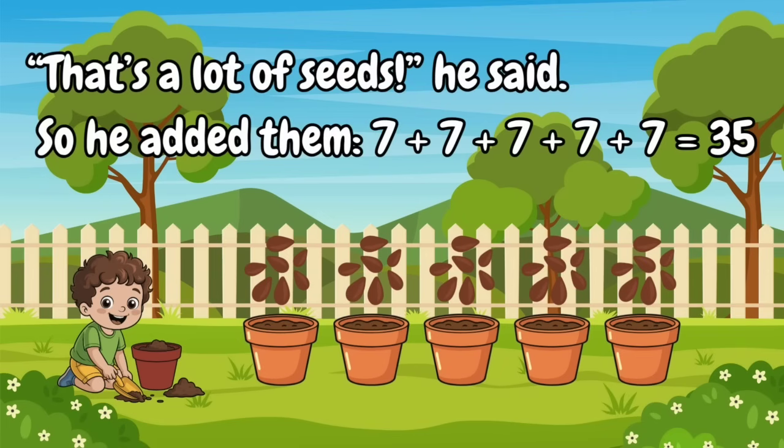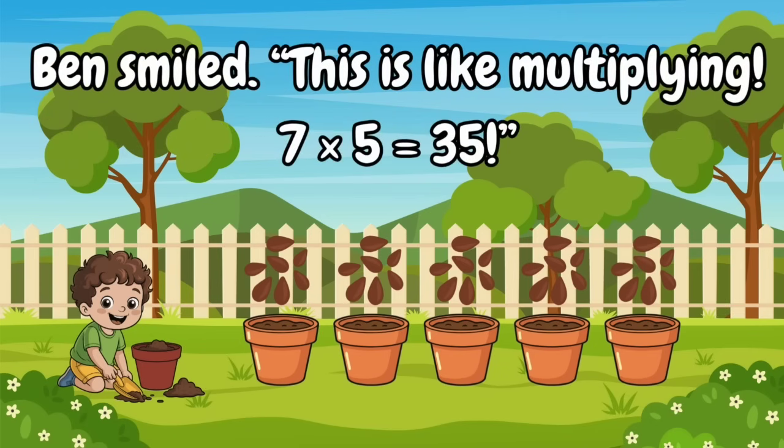That's a lot of seeds, he said. So he added them. 7 plus 7 plus 7 plus 7 plus 7 is equals to 35. Ben smiled. This is like multiplying. 7 times 5 is equals to 35.